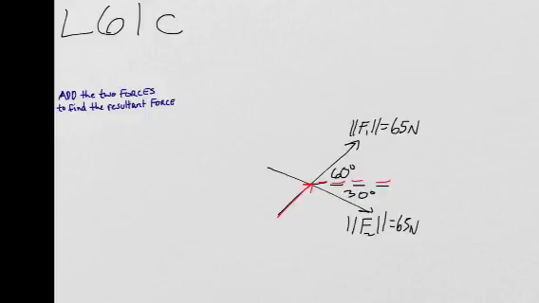Okay, then we have a second force coming in here at 65 newtons, the magnitude, and it's also coming in, but at a different angle. It's 30 degrees, and we can see that it's actually technically negative 30 degrees. It's going down.